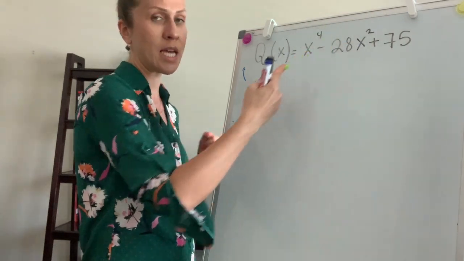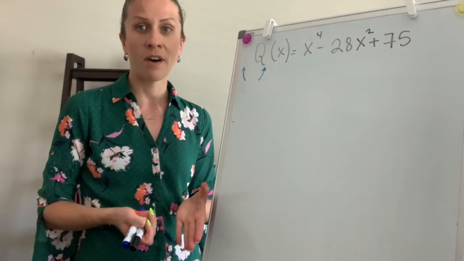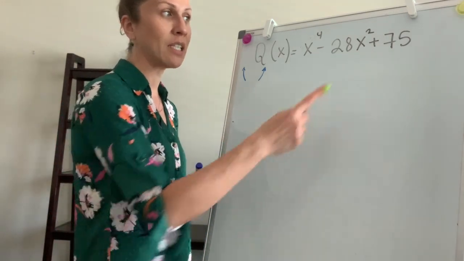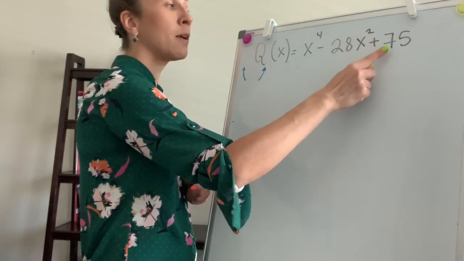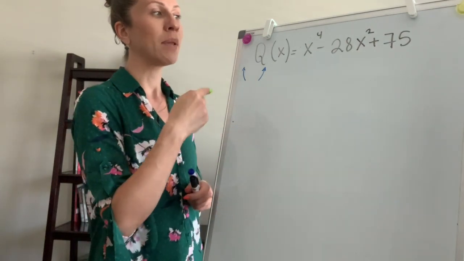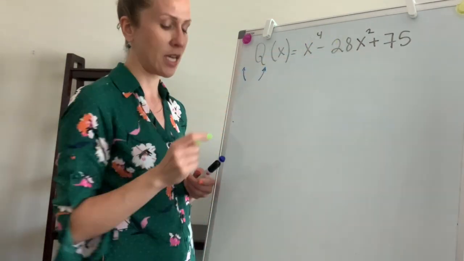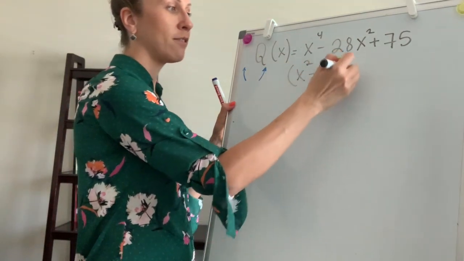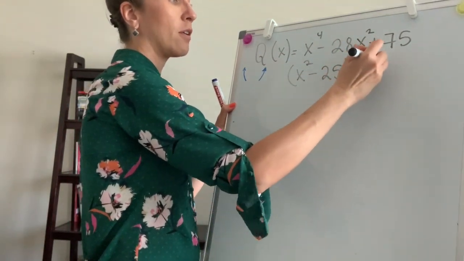This requires us to find two numbers that multiply to 75 and add to negative 28. Those numbers are negative 25 and negative 3. Negative 25 times negative 3 is positive 75, and negative 25 plus negative 3 is negative 28. So this factors into x squared minus 25 and x squared minus 3.